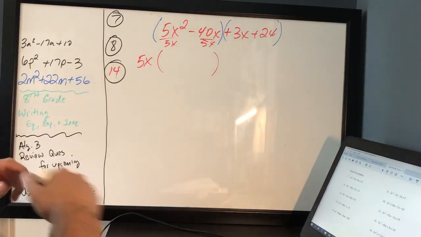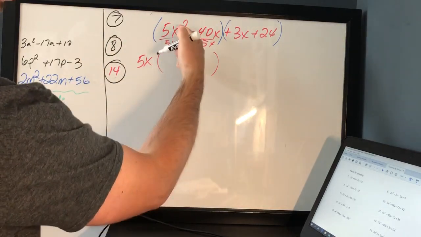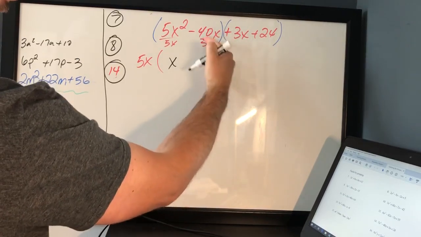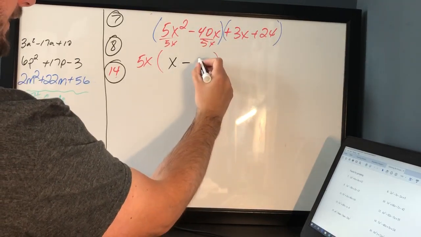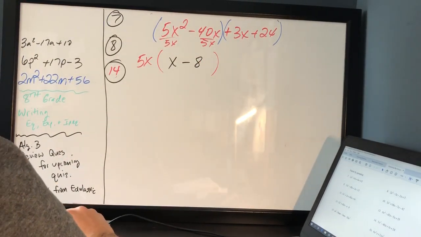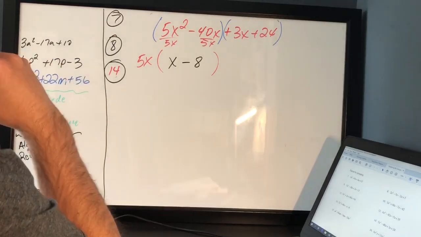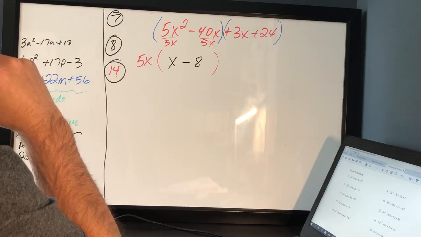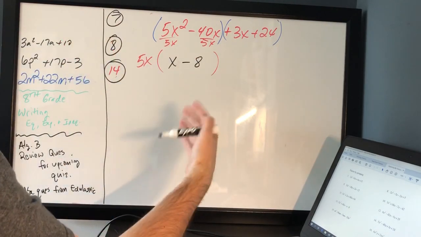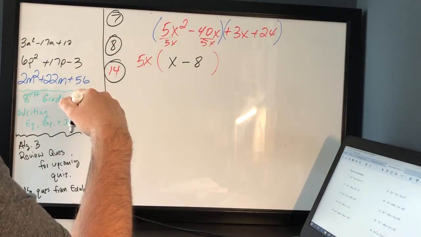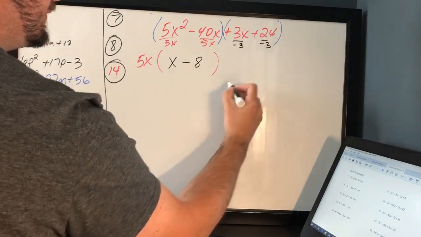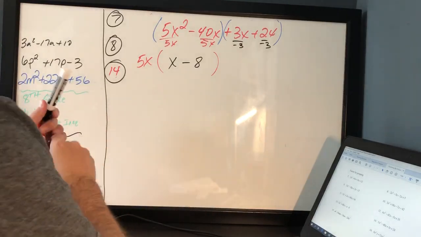When we do that, 5 divided by 5 is 1. X squared divided by x is just x. 40 divided by 5 would be minus 8. Okay, so I've got x minus 8 here. What do I have to take out of here to get a negative 8? Well, I have a positive 24. So positive 24 divided by what equals negative 8? Think of it that way. Well, what we can do is we can factor out a negative 3 then. Okay, so let's go ahead and factor out negative 3.